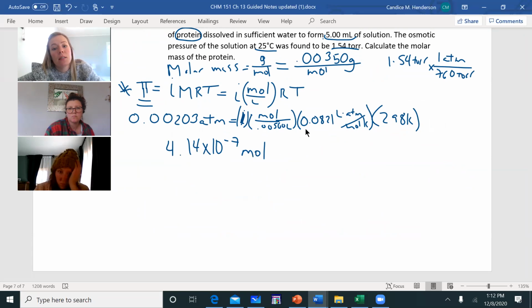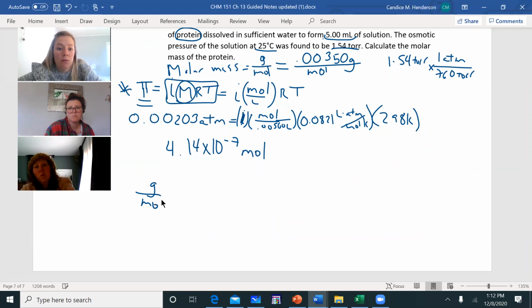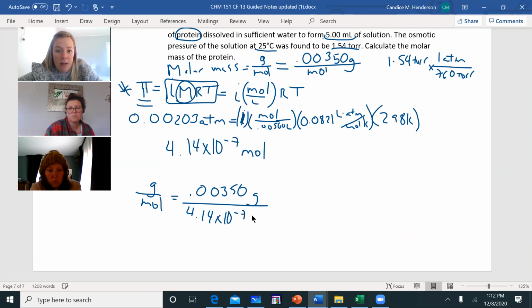Again, you could have plugged this in to this one, solved for molarity, and then just taken that and divided by your volume. That would have worked as well. The last step is to take this and plug it into our original equation of grams over mole. We know our grams, 0.00350. If we now know our moles, 4.14 times 10 to the -7th moles.